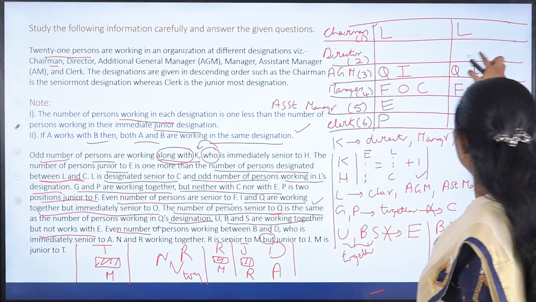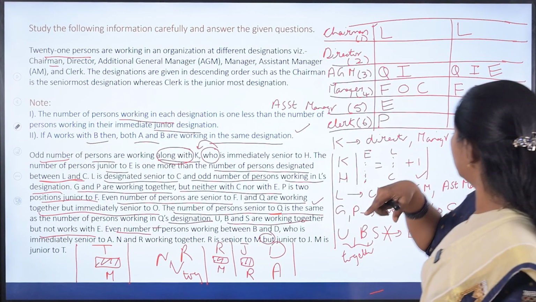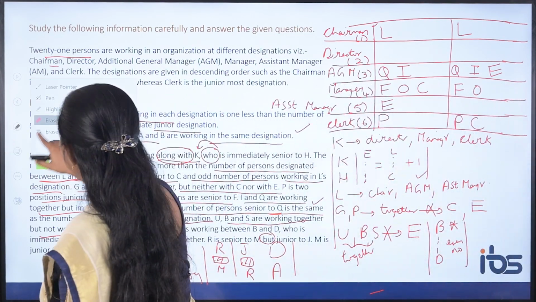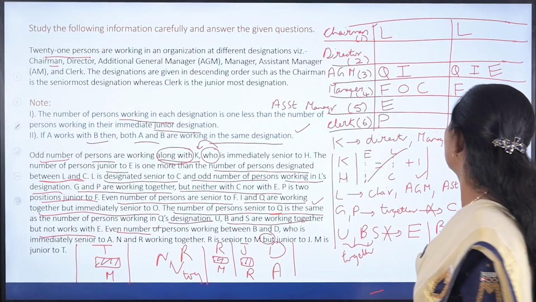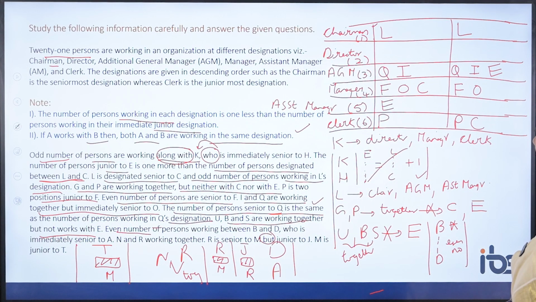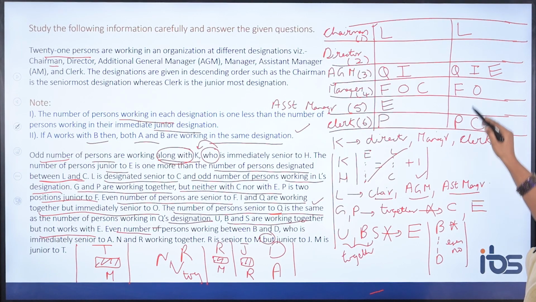iteration. So here you have 9, 9 plus 2, 11 plus 14. So that is also satisfied. Only 2 possibilities. So from this you can strike this thing. Now you have L as chairman or AGM or assistant manager. So here you can see L can be only chairman, AGM or assistant manager, but here we have got L as clerk. So this iteration will get cancelled.